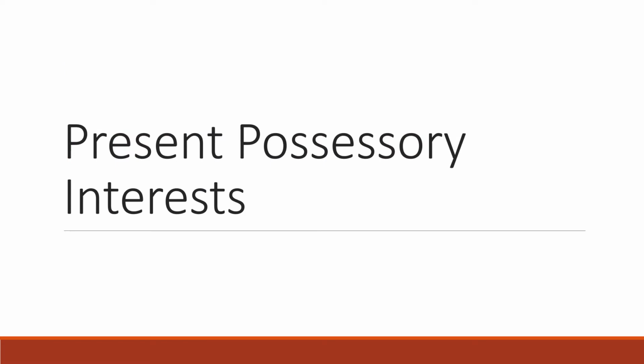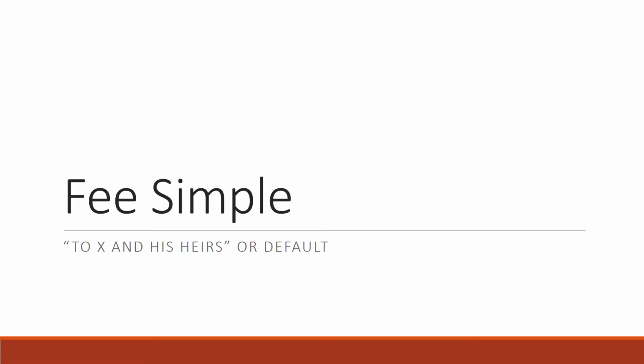So let's start by talking about present possessory interests. The first we're going to discuss is the fee simple. So the fee simple is the largest possible estate that you can have in land. And what that means is the most number of rights are associated with a fee simple. Now, these rights include an unencumbered right to sell or convey the property in part or in entirety to somebody else.